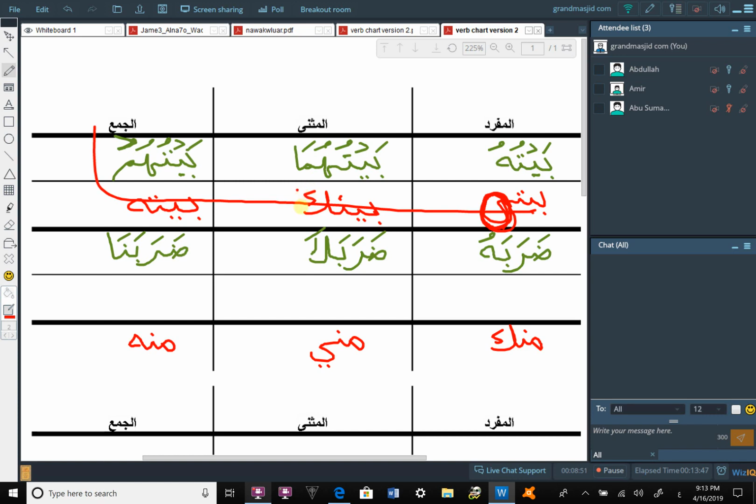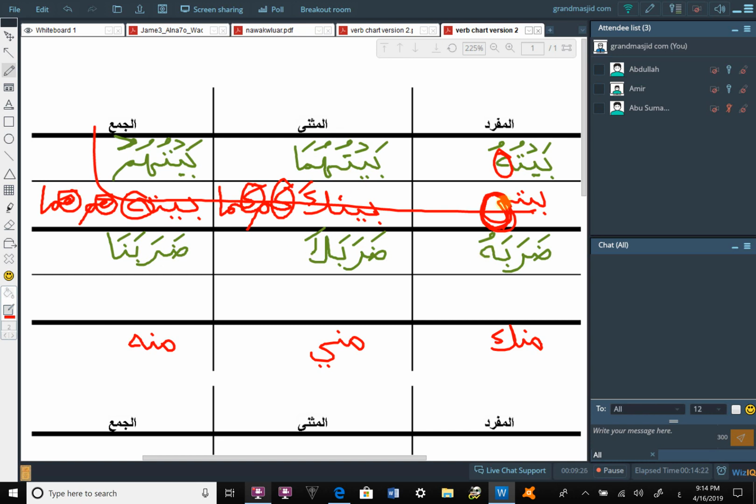Baytuka, in the position of being majroor. Your house. Baytuhu. And this could be the same thing for baytukum, baytukuma, baytuhum, baytuhuma. This is still the same ha every time. Same kaf every time. Right? So bayti, and if we went down the chart, baytuhu, baytuhuma, baytuhum, baytuha, it's all the same ha. Right? All the same kaf.